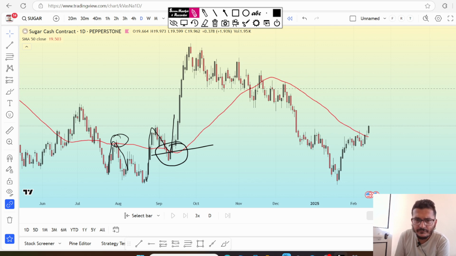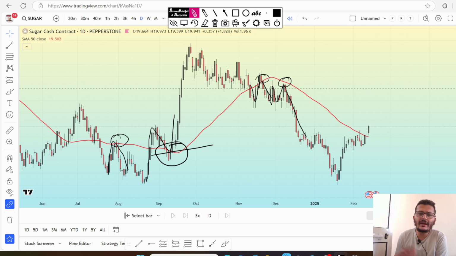Here you can see when the 50 period moving average breaks, the price goes up and takes a kind of support, and it bounces back. It dumps. Then the next time it touches again and dumps a lot. So whether you use the simple moving average or the exponential moving average, both are okay for me.